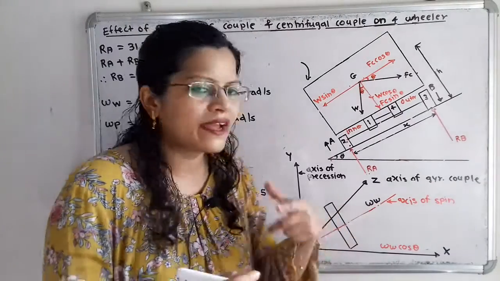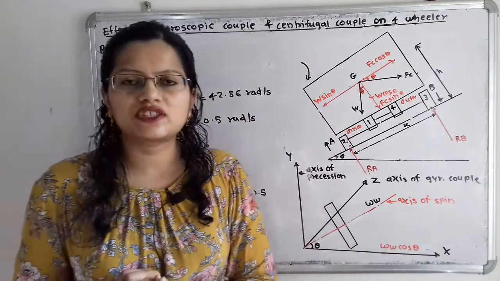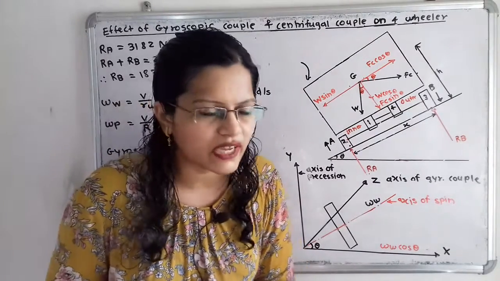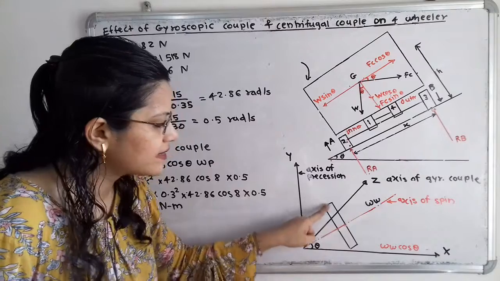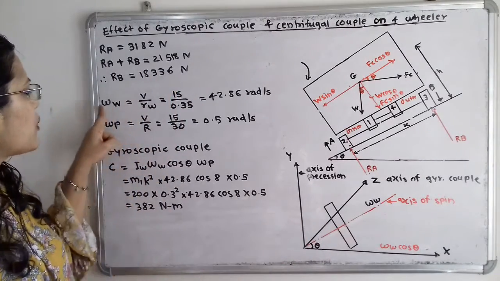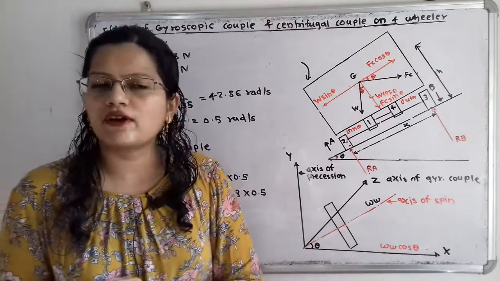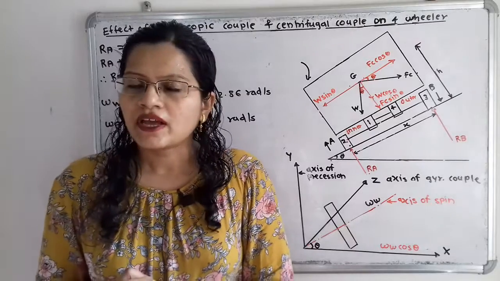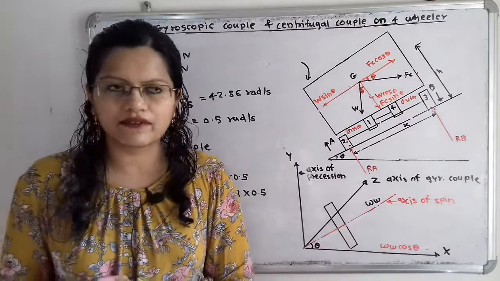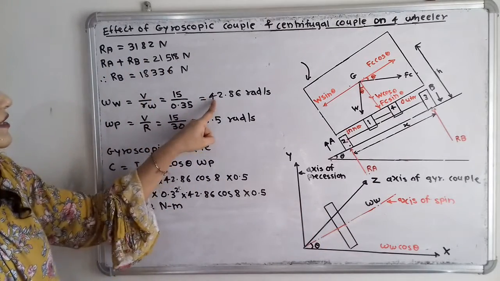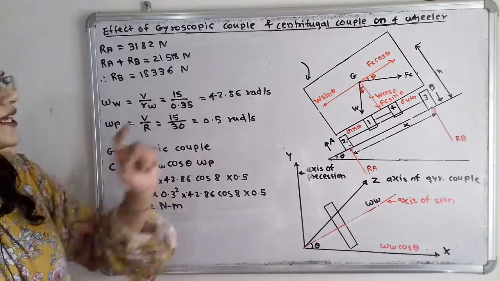So what is the angular velocity of the axis of spin? We will say that the angular velocity of the axis of spin is nothing but the angular velocity of the wheel, that is omega w, because about this axis there is the wheel and that is getting rotated. And how to calculate this? Omega w is equal to v by rw. The velocity of the vehicle, that is linear velocity, is given in the question, and rw, the radius of this wheel, is also given. So if we calculate this, we will get 42.86 rad per second. So this omega w value is 42.86.